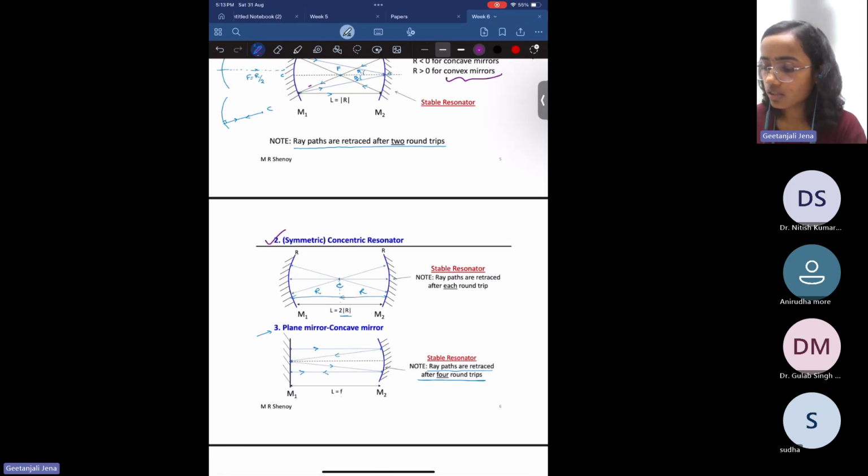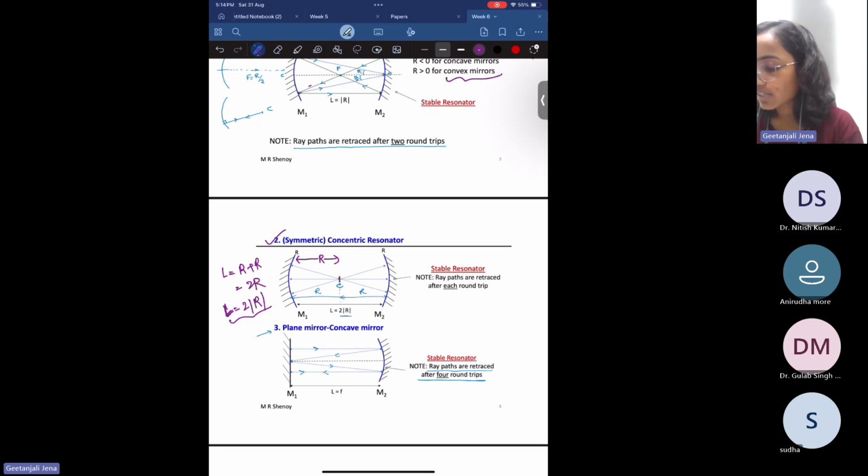The next is the symmetric concentric resonator. Concentric, as the name indicates, has the same value of radius of curvature. So instead of focus, we have the same value of radius of curvature. That means the distance from the first mirror to the center point will be R instead of F. And if you write down the length, L will be R plus R, that is 2R. So L you can write as 2 mod of R, because for a concave mirror this R is negative, but length is a positive parameter, so that's why we are taking 2 mod of R.